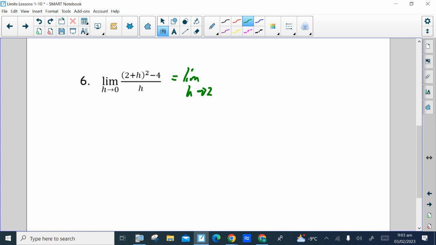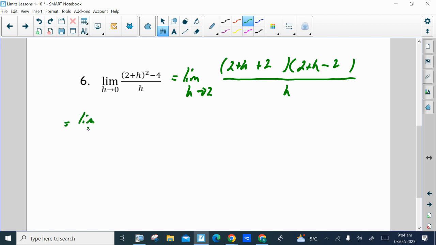The top is a difference of squares. The square root of 2 plus h all squared is 2 plus h. The square root of 4 is 2. One's a plus, one's a minus. So when I simplify this, I'll get the limit as h approaches 0. I don't know why I wrote 2 there. It should have been 0.